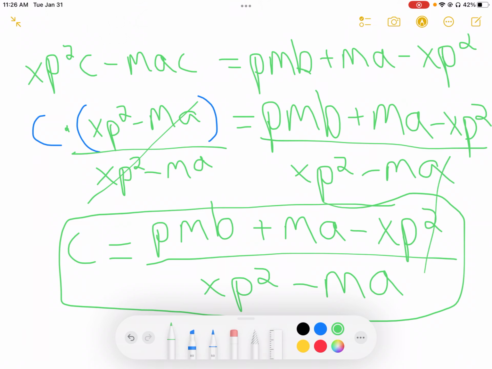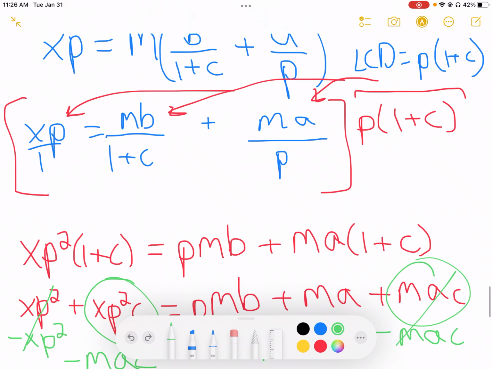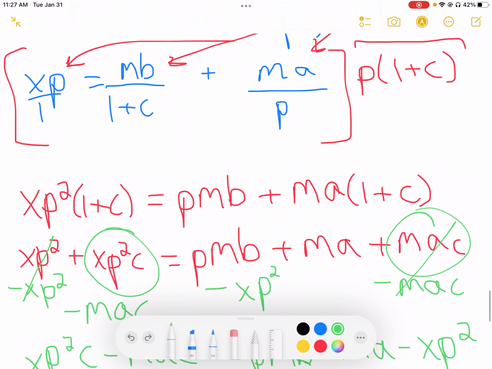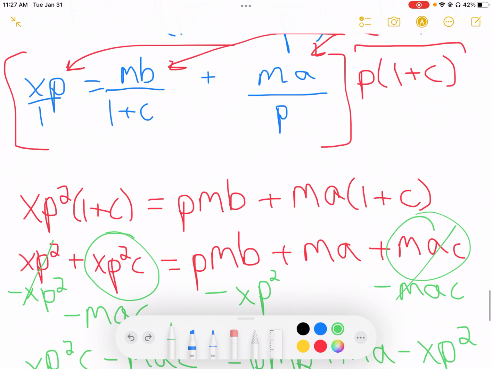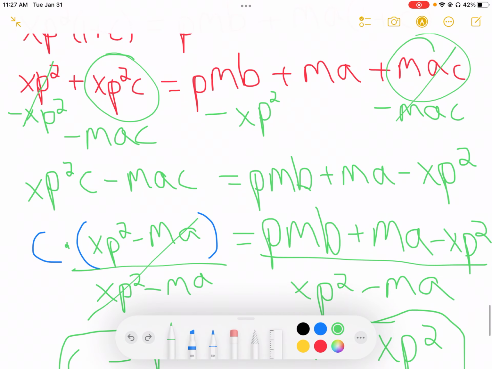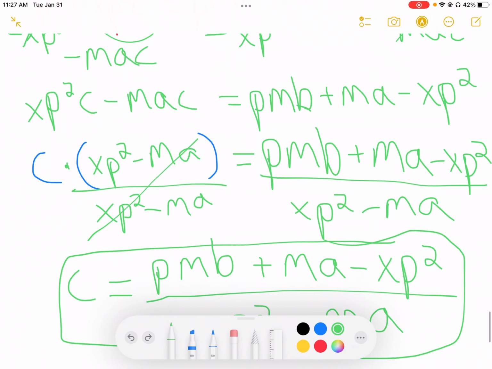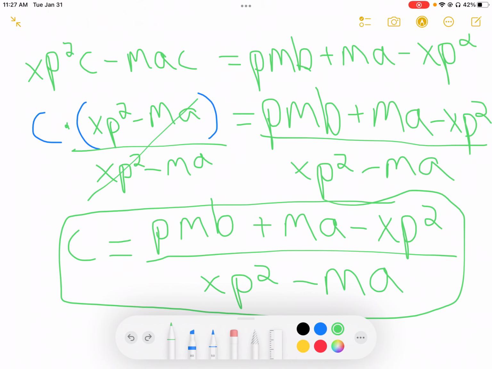So, to review, I'm going to scroll up. I distributed through everything and made everything to where it can add up, isolated my c's on one side, factored those out, and then divided by whatever I'm multiplying my c by to get my final answer. Okay, that finishes 70. There's just one practice problem there, and then we'll go on to 71.